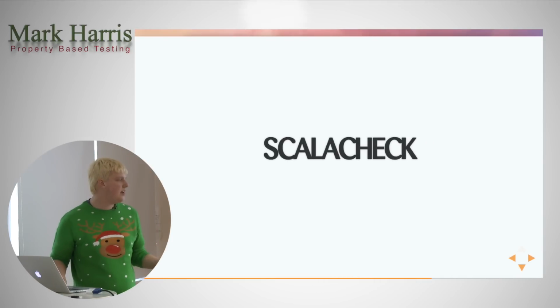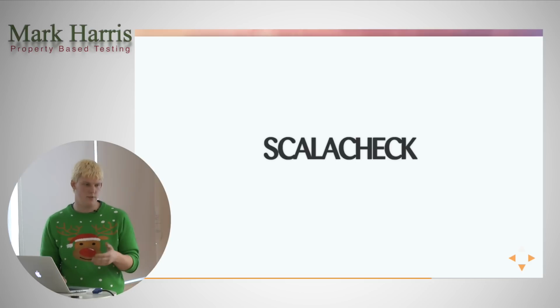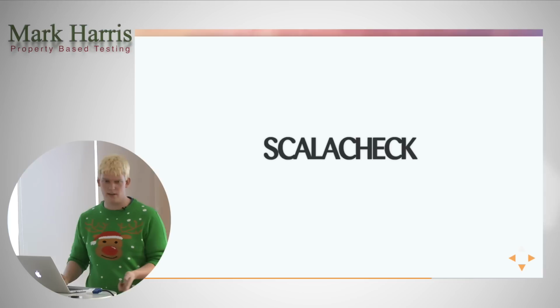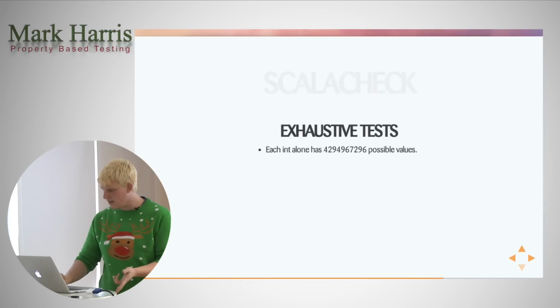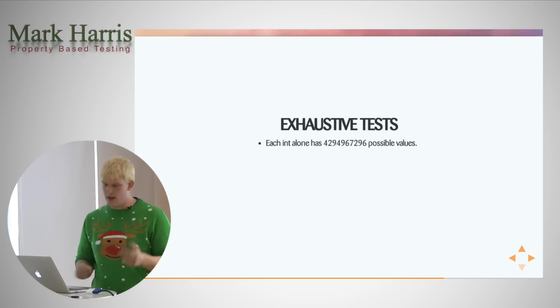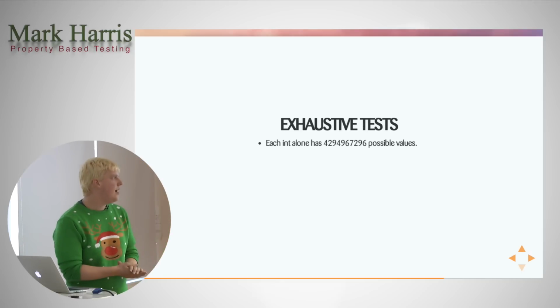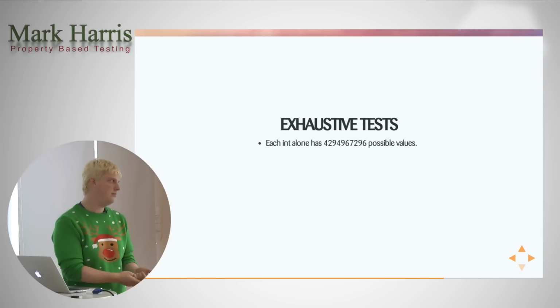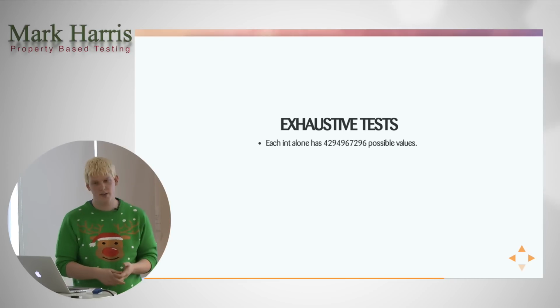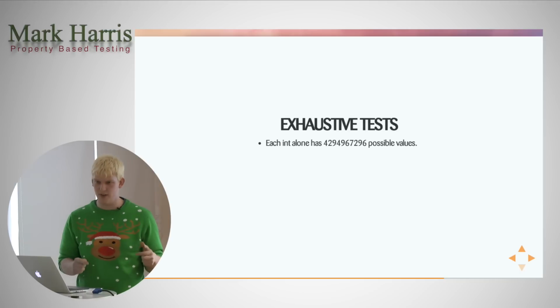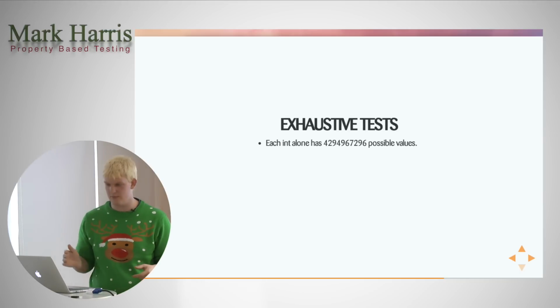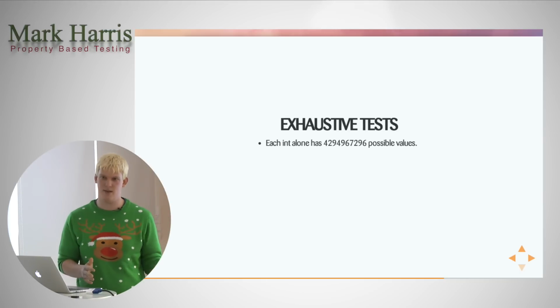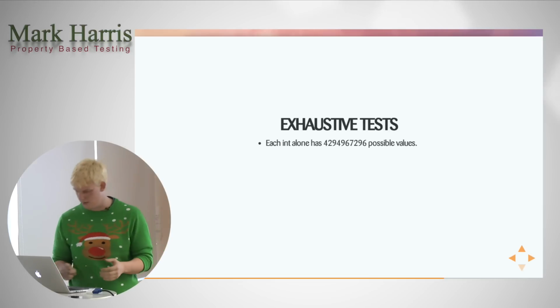So Scarlett Check is a library written in Scala to mirror some of the features in Quick Check, which was originally written in Haskell, and now all the interesting stuff is going on in Erlang. The idea is that you can't exhaustively test every system. I mean, each int alone has that many possible values, and as soon as you start adding more things, the number of possible values goes up as the exponent of the number of things that you've got.